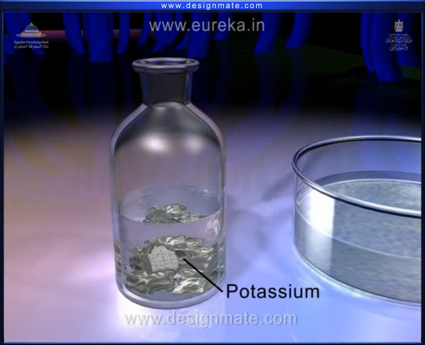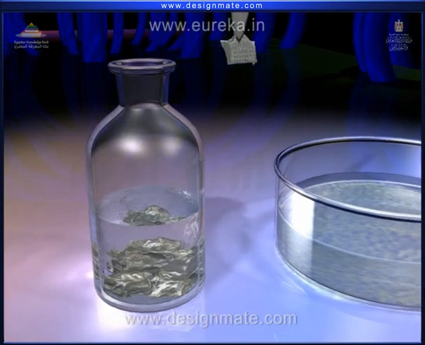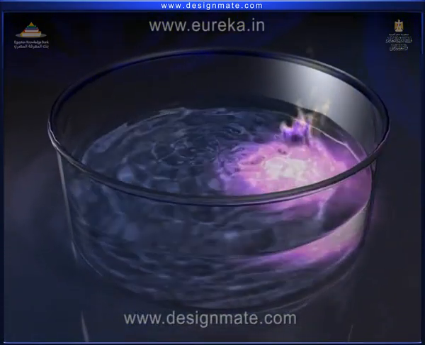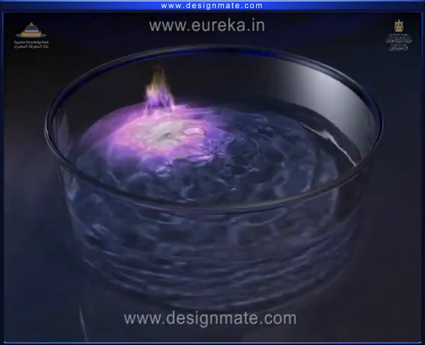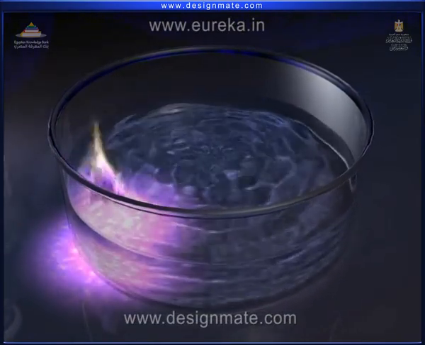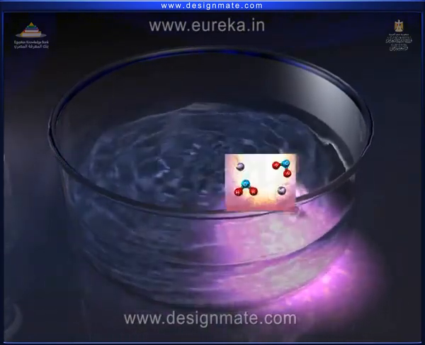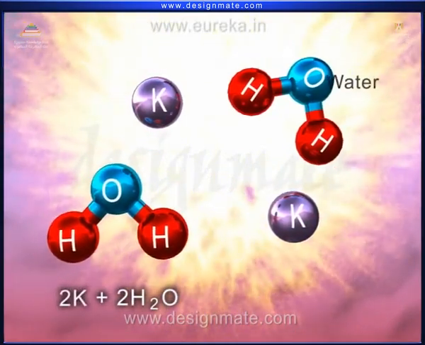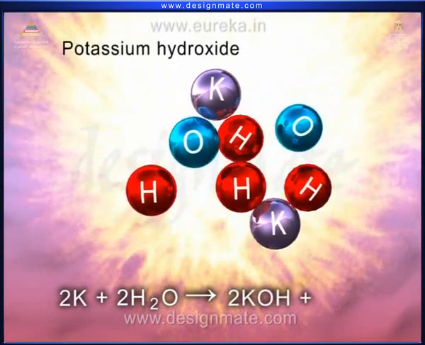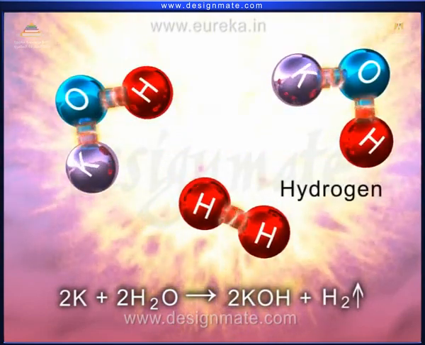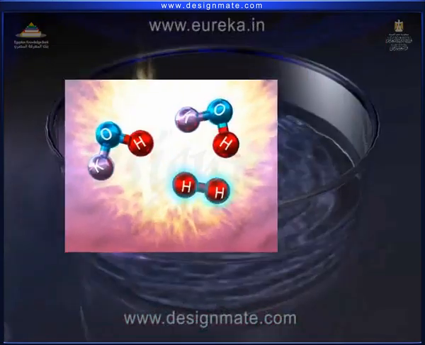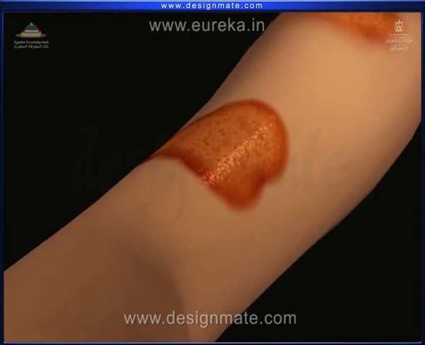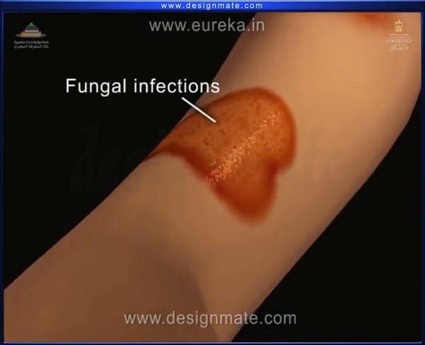When a piece of potassium metal is added in a trough filled with cold water, potassium burns spontaneously on the surface of the water. This reaction produces aqueous solution of potassium hydroxide. 2 moles of potassium react with 2 moles of water to give 2 moles of potassium hydroxide with the evolution of hydrogen gas. Potassium hydroxide is used to diagnose fungal infections.